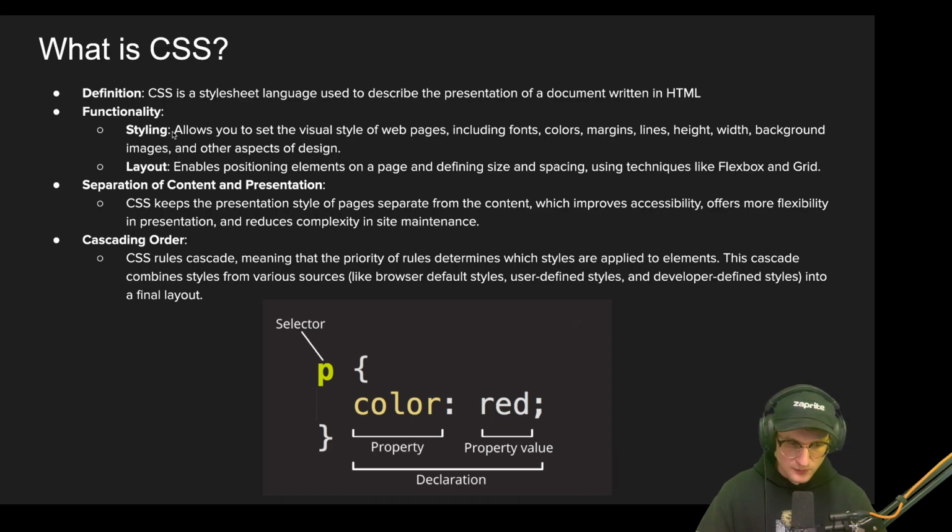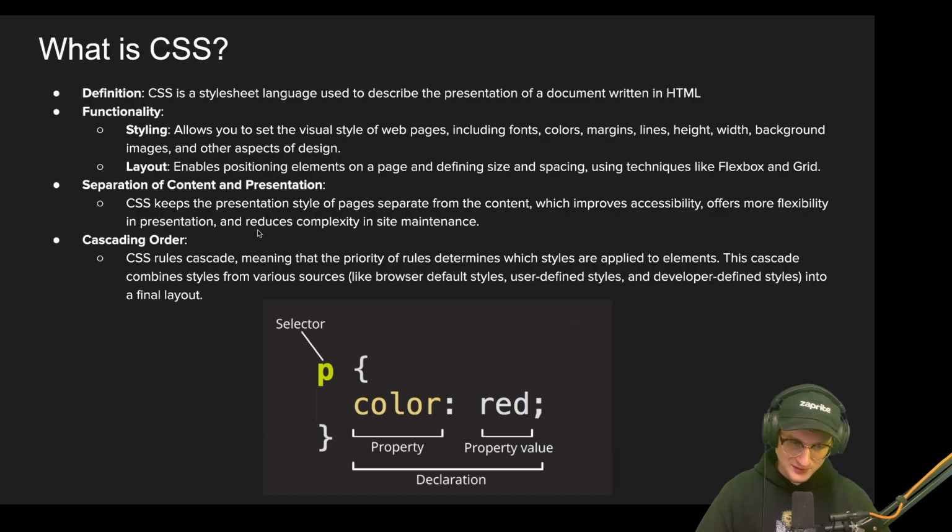So the functionality here: CSS allows for the styling, and it also allows for more specific layouts and positioning of elements, which might be necessary for our footer or our header. Another thing it does is CSS separates the content and the presentation. So it keeps the presentation style of pages separate from the content, and that improves accessibility and it offers more flexibility. And you'll see in the future, as you start writing more code, it can make it a little bit easier to manage all of the code.